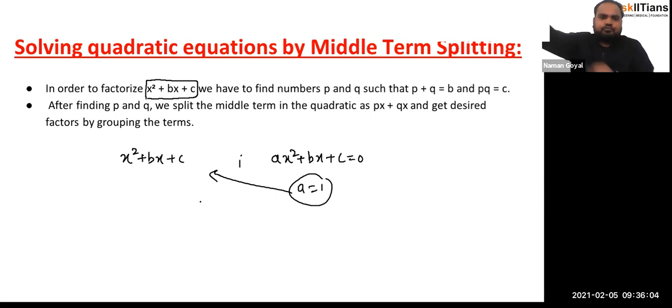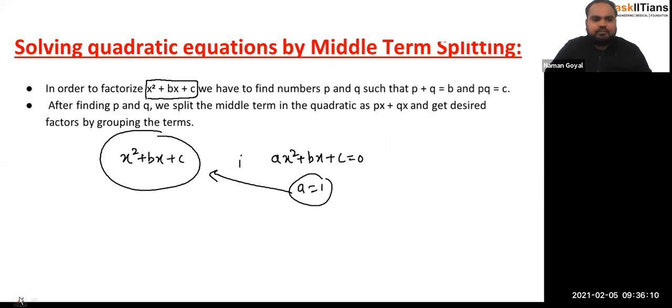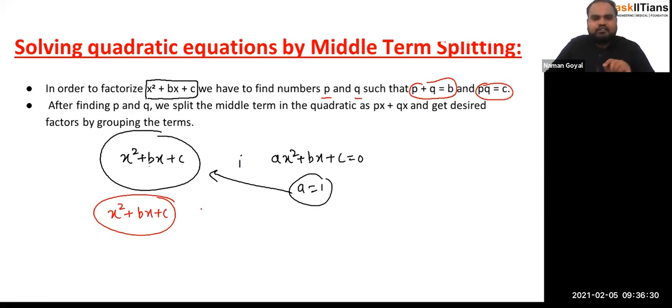Okay, so what we have to do if we want to factorize x square plus bx plus c is find numbers p and q such that p plus q is b and p into q is c. It means if we want to factorize x square plus bx plus c, we want to find two numbers p and q whose product is the number written here, and the sign here is plus, so the addition of those two numbers is the middle number. Are you getting my point?